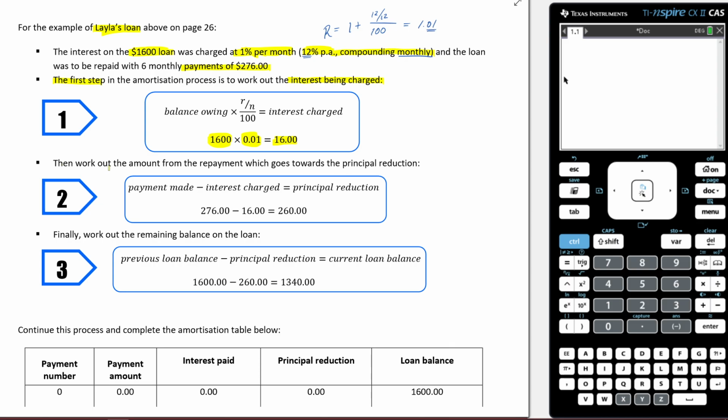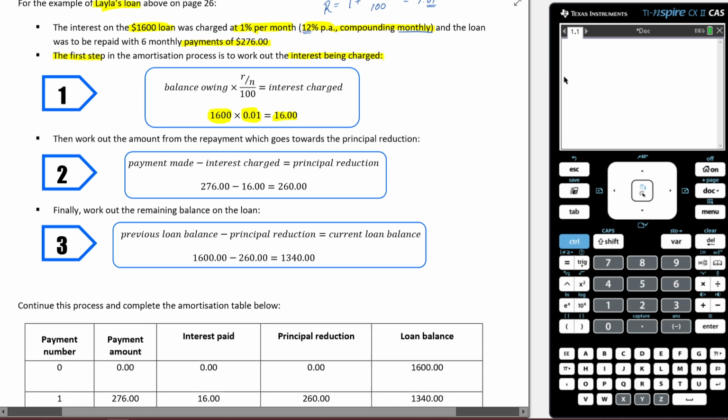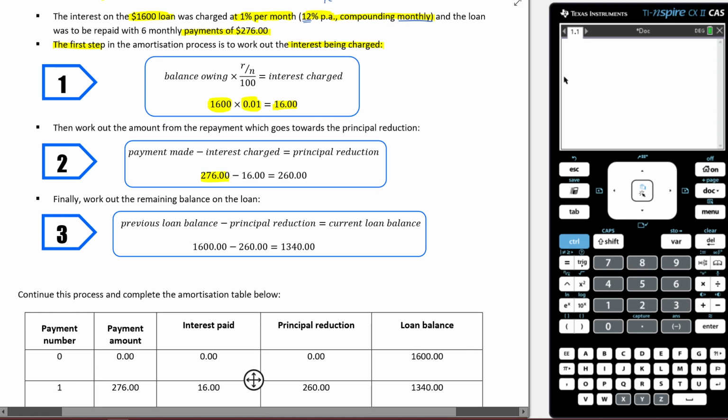Step 2, then work out the amount from the repayment which goes towards the principal reduction. All right, this is where it's important. Remember, every month she is making a payment of $276. Well, if we know in the first month that they're charging you interest of $16, what we're going to do is we're going to say 276 minus 16. That means $260 goes towards reducing the principal amount. Okay? We have to subtract that 16 because $16 of the $276 is just going towards paying off the interest. What we want to find out is the principal reduction.